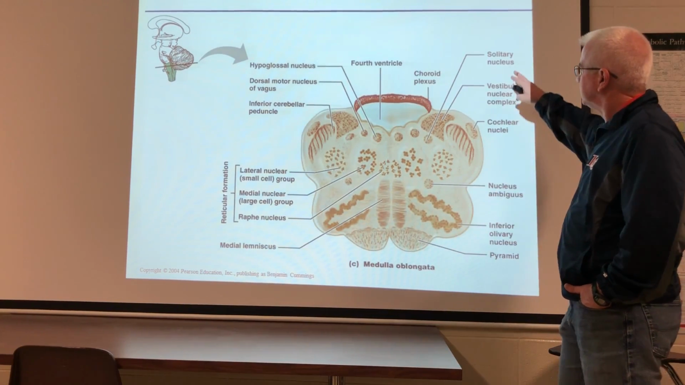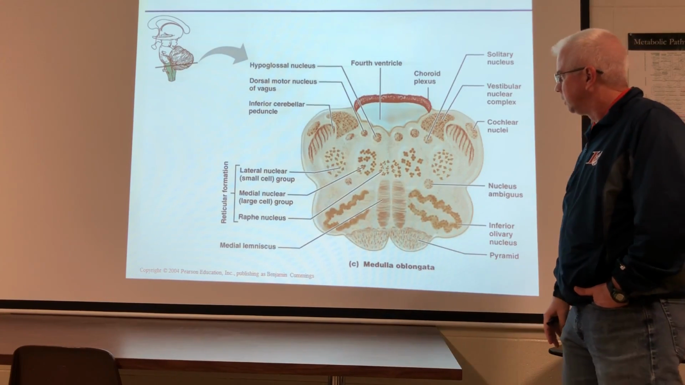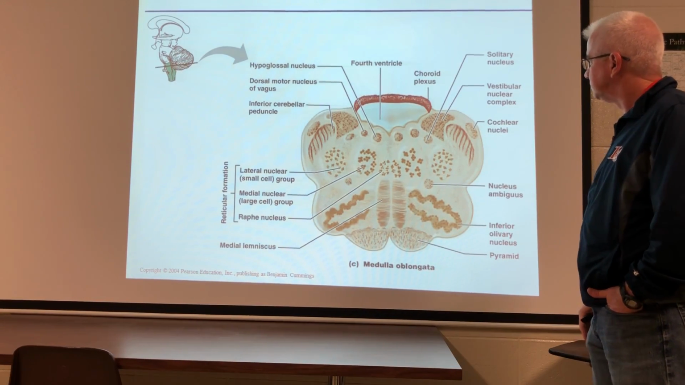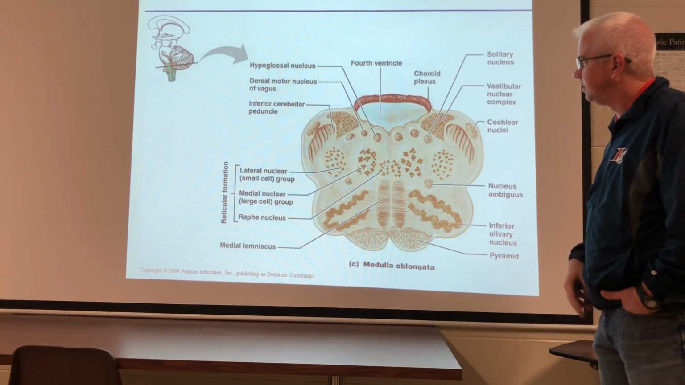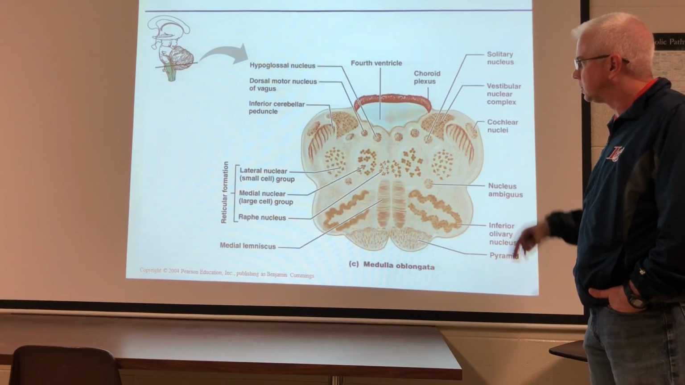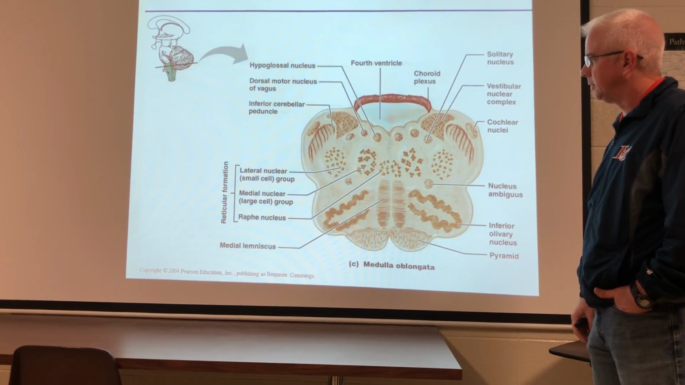I'm also going to show you this nucleus today. Talk about it for just a minute, the solitary nucleus, an important connecting piece for the autonomic nervous system. You'll see both the vestibular and cochlear nuclei today. These are all very important strategic stations for information in the medulla oblongata.